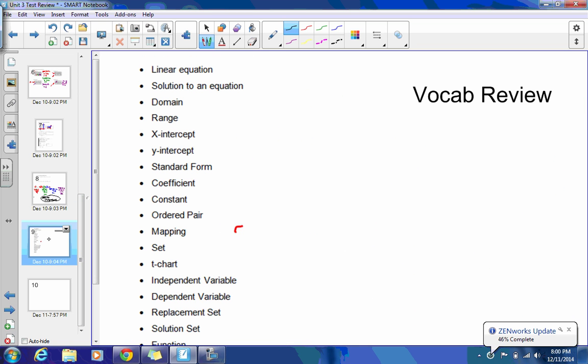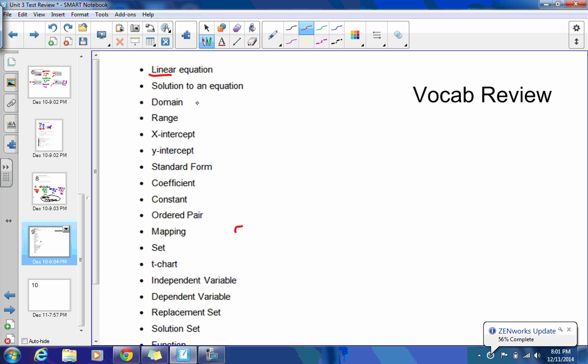And the last thing is just the vocabulary. If you need some assistance with the vocabulary, I would suggest looking up the definitions, putting them in a Quizlet, and studying them from there. It makes flip cards for you, or you can make your own. There's a lot of good things you can do there. Some of these are common sense, like linear equation. Just use what you know about the word linear. It's an equation that makes a line.